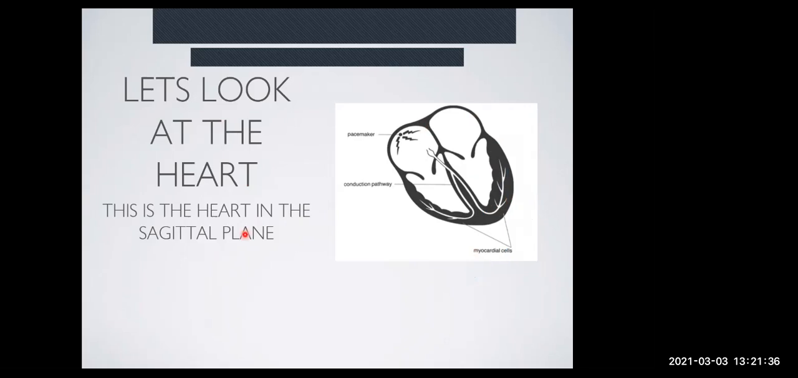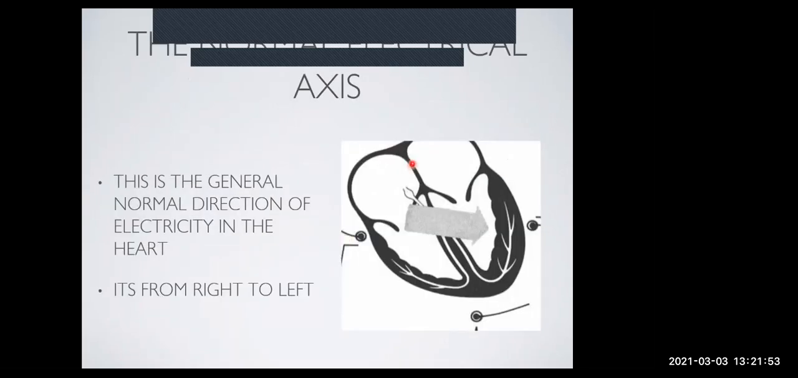So let's look at the heart. This is the heart in the sagittal plane. So we've got our left atrium, right atrium, right ventricle, left ventricle. And if we were to look purely at electricity, electricity moves along the heart in a particular pathway. It starts from here, goes there, then goes up, then goes there. It's also transmitted around there.